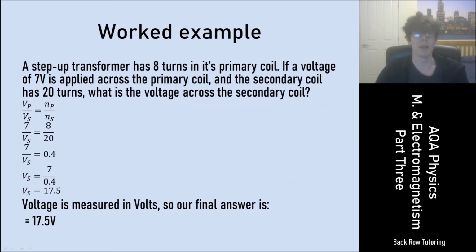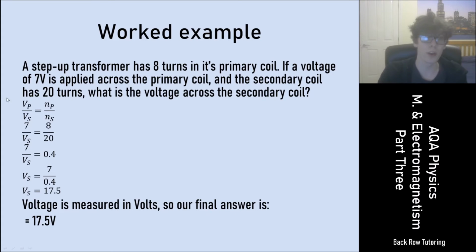So let's do a worked example. A step-up transformer has 8 turns on its primary coil. If a voltage of 7 volts is applied across the primary coil, and the secondary coil has 20 turns, what is the voltage across the secondary coil?